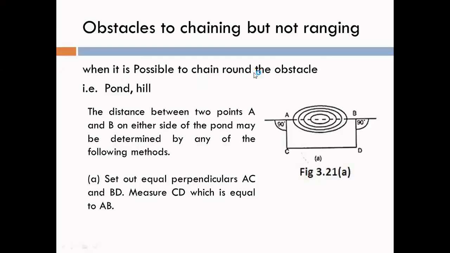Now, when it is possible to chain round the obstacle. See in figure, consider 2 points A and B on the ground. A is our starting point on the ground, B is our ending point on the ground, AB is our survey line.